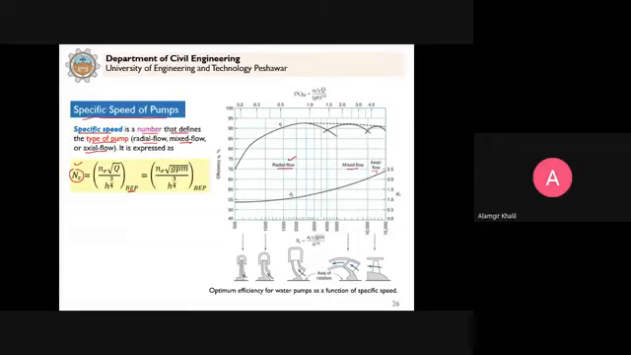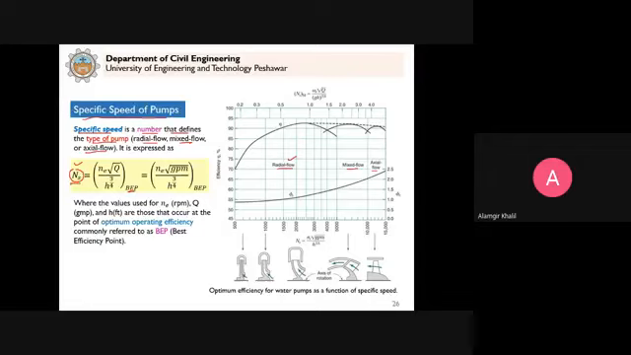So in this equation, this NS, this is from our textbook, all the notations. NS is the specific speed. NE is the rotative speed of the impeller in revolutions per minute. Whenever you see the subscript E, it means that it is the speed corresponding to the best efficiency point, corresponding to the maximum efficiency.